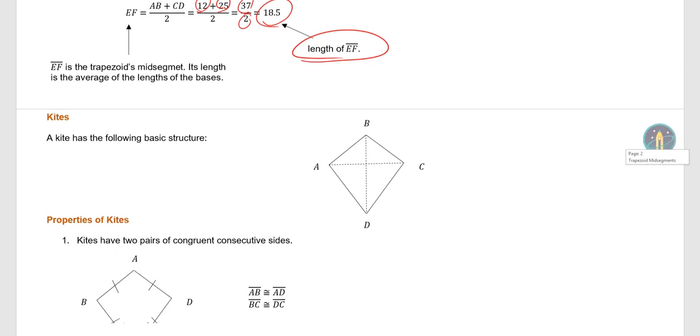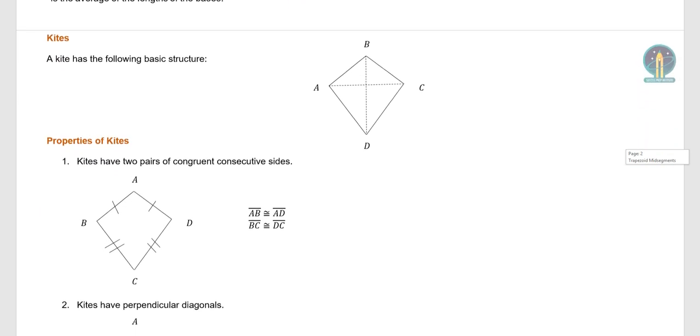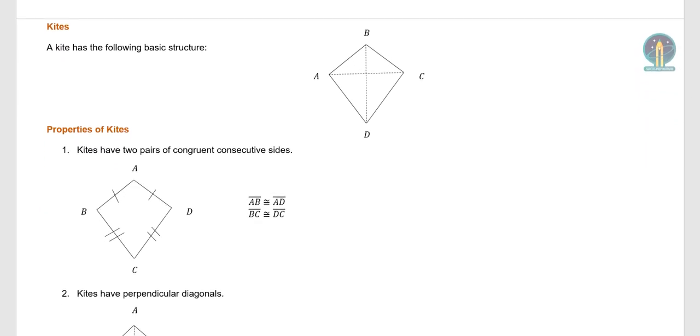Now let's look at kites. So a kite has the following basic structure. Well, it looks like a kite. Some properties of kites are that they basically have two pairs of congruent consecutive sides. So consecutive sides are congruent, and there's two pairs of them, right?